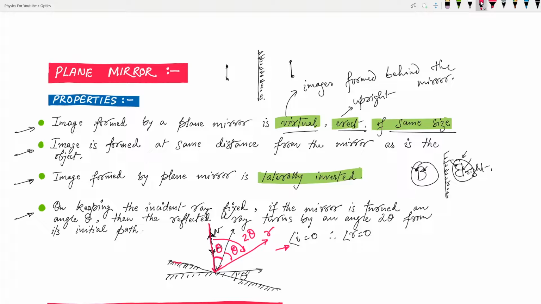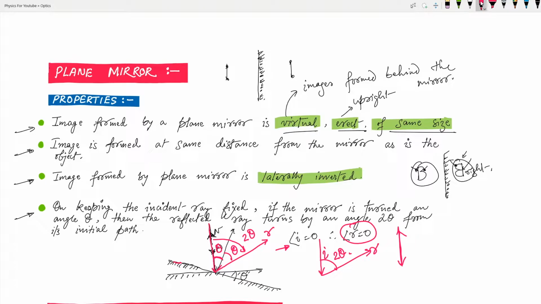Theta and theta. Initially angle R was 0, that is, we can say the reflected ray was making an angle 0 with respect to the incident ray. That is, this was the incident ray and this was the reflected ray. Same. Now when we turned the mirror by an angle theta, this is the incident ray I and this is the reflected ray R and the angle is 2 theta. I hope this much is clear.